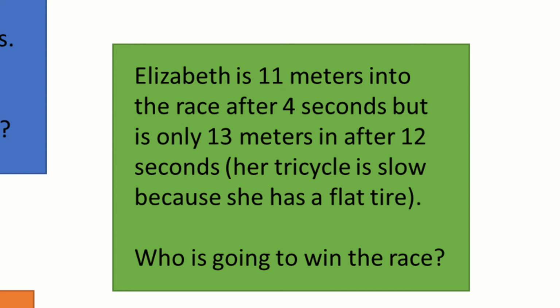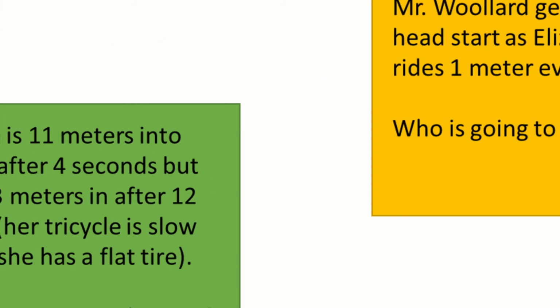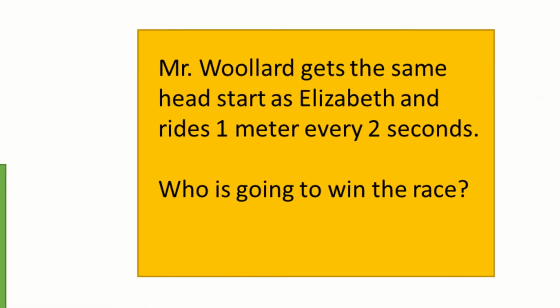She is 11 meters into the race after 4 seconds. So at 4 seconds, we know she's at 11. And then at 12 seconds, we know she's at 13. That's probably going to be one of the people that we start with, because I think I can describe her race just from that information. There are essentially 2 points there. From those points, we could figure out the slope, but the other thing we could figure out is her y-intercept. And we're going to need her y-intercept because Mr. Woolard gets the same head start as Elizabeth, and then they give us his rate, 1 meter every 2 seconds.